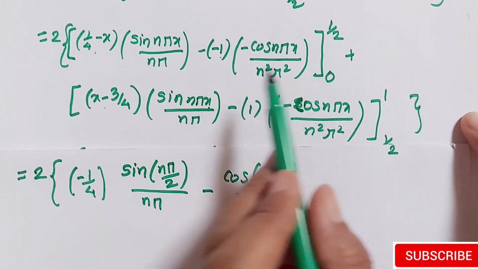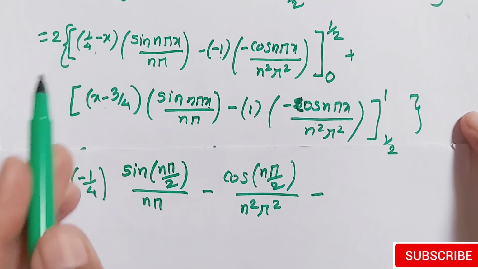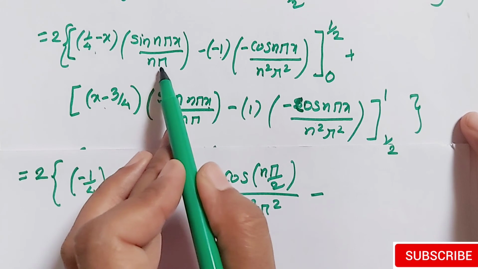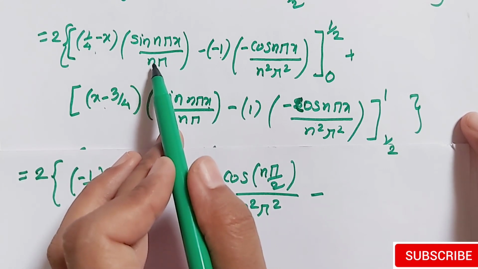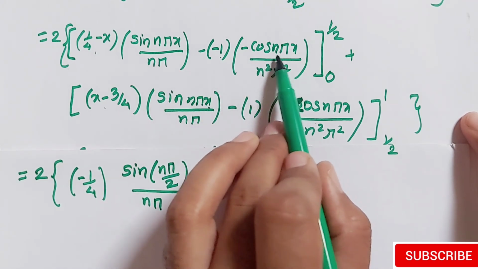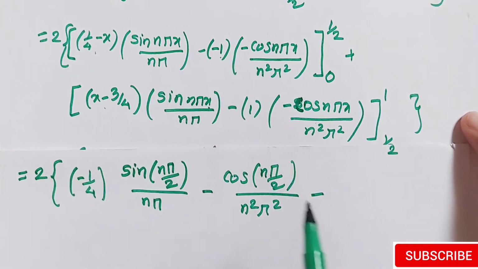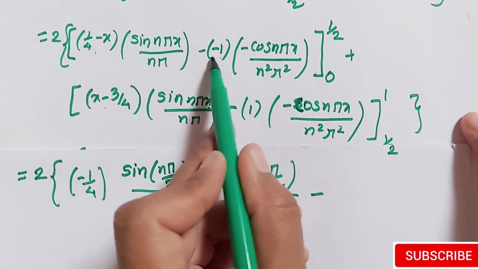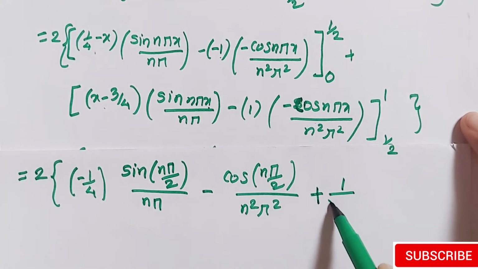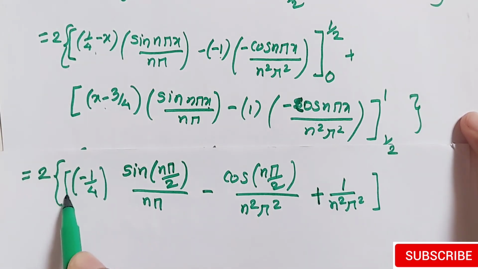Minus of lower limit. If we put x equals 0, it remains 1/4, but x equals 0, then sin 0 is 0. So no need to write this term because x is 0, so sin 0 is 0. So this whole term becomes 0 for the lower limit. Then here x equals 0, cos of 0 is 1. So minus of lower limit: there is already a minus sign here and a minus in front of it, so minus of minus is plus, cos of 0 is 1 divided by n square pi square. So this is done for the first term.